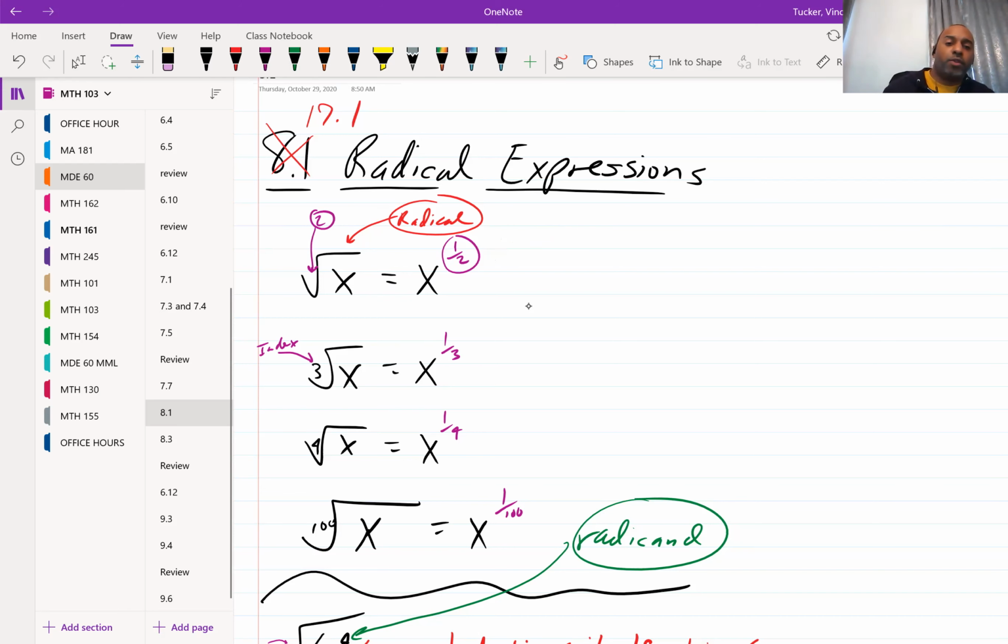So then if you have the cube root of x, that's going to be x to the 1/3. Fourth root of x is x to the 1/4. And if you have something like the 100th root of x, it's x to the 1/100. All right, just saying that those mean the same thing.